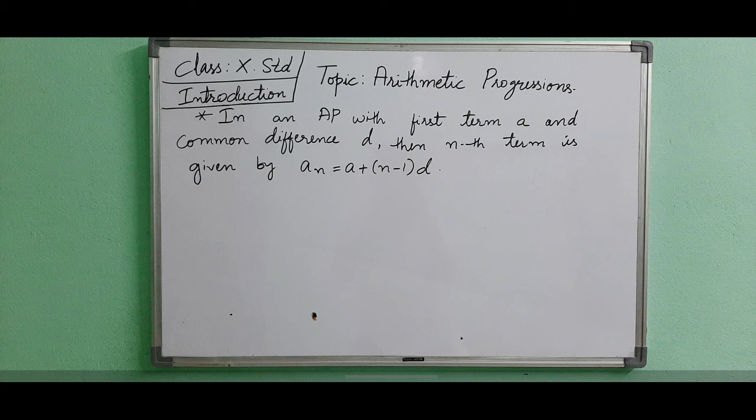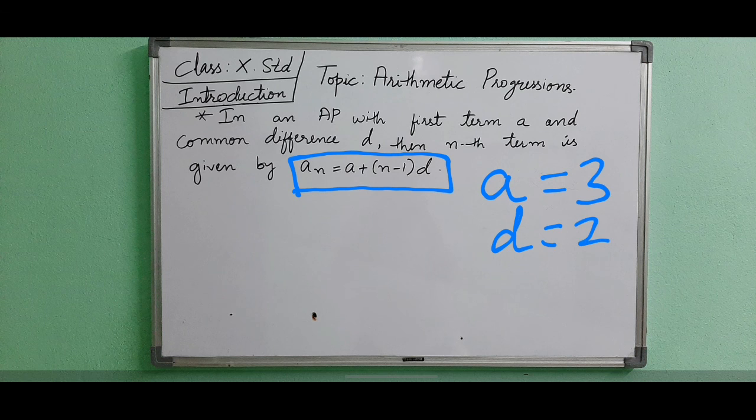In an AP with the first term a and the common difference d, the nth term is given by an equals a plus n minus 1 into d. Again, it is a very important point. Suppose we are given a and d. If the first term a equals 3 and the difference is 2, we need to find the fifth term, that is, a5.